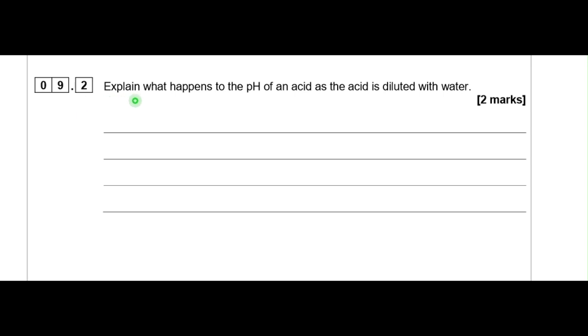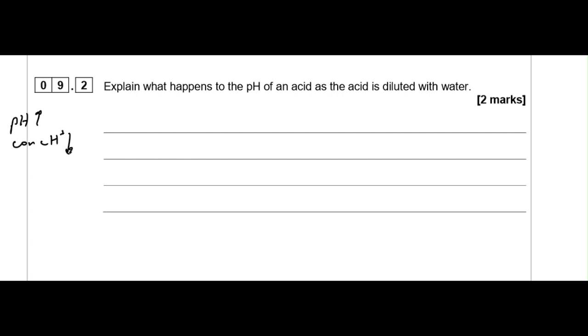9.2. Explain what happens to the pH of an acid as the acid is diluted with water for 2 marks. Now, again, this is about hydrogen ions, and the pH will go up. In other words, the numbers will get higher if the concentration of the hydrogen ions gets lower or goes down.